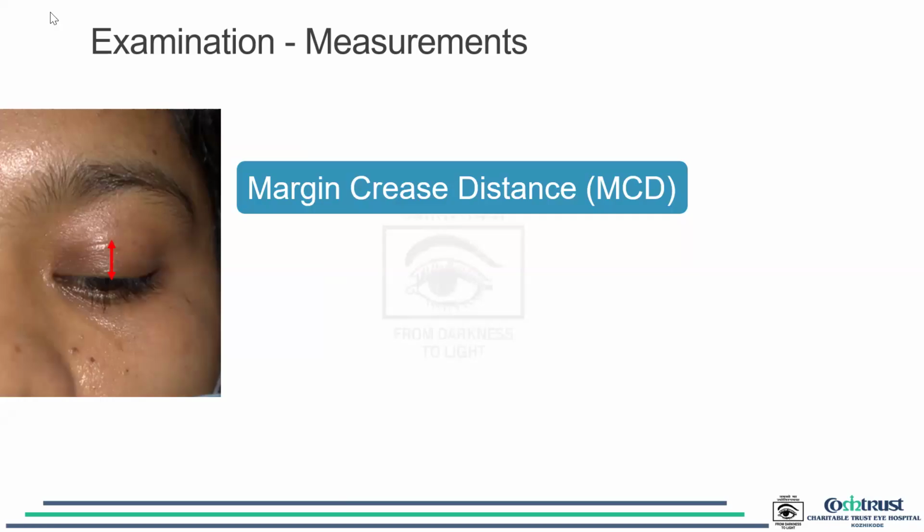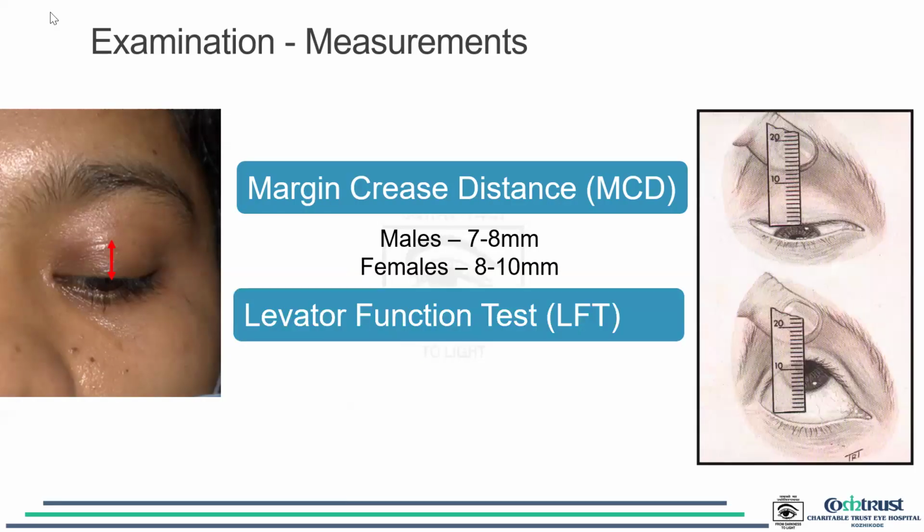Now, this is an important surgical landmark where marginal crease distance is the distance from the most prominent lid fold to the upper lid margin. The normal values are there for you to see.